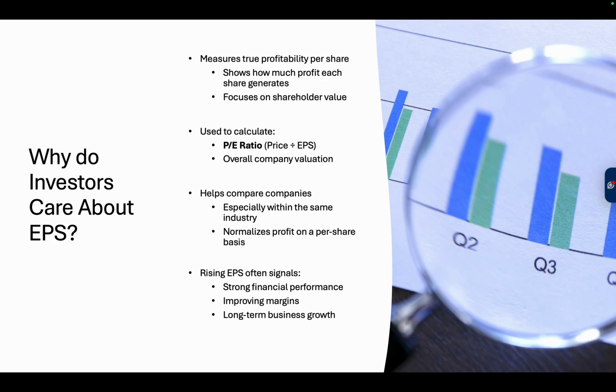Third, it allows you to compare companies within the same industry more fairly. For example, companies like Apple and Microsoft have historically grown their EPS over time, and their stock prices have followed that growth. In the long run, earnings growth is one of the main drivers of stock performance.